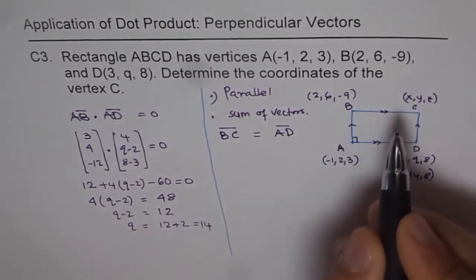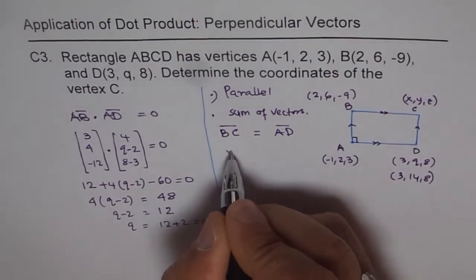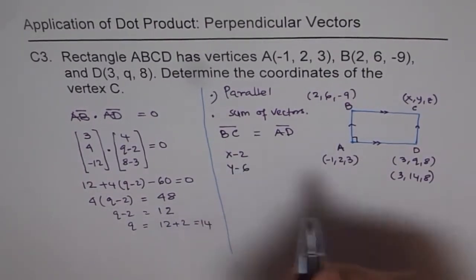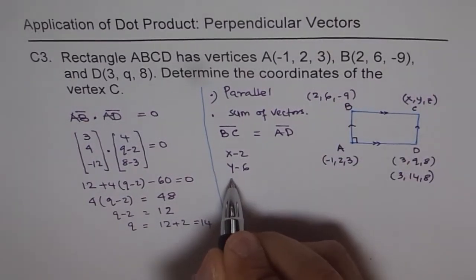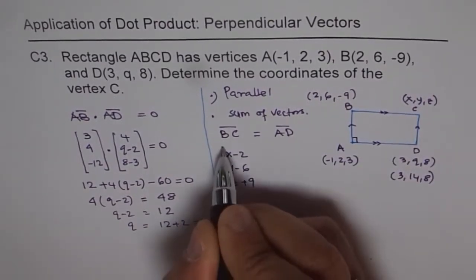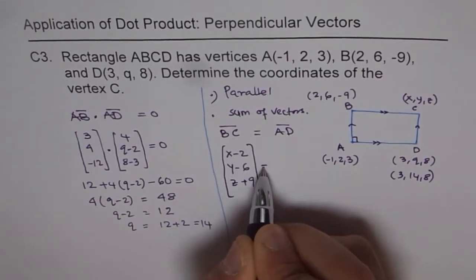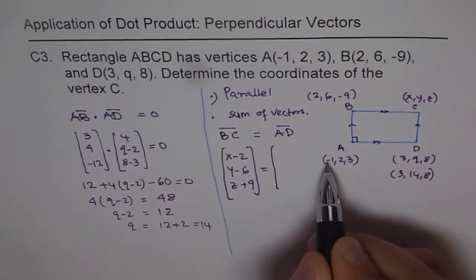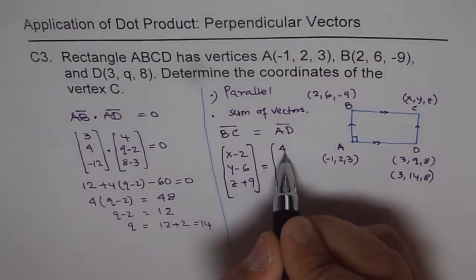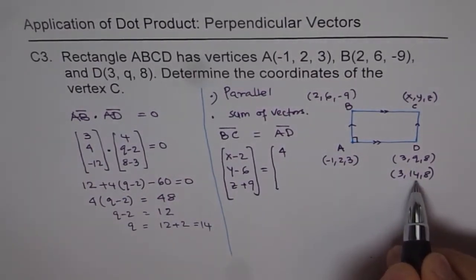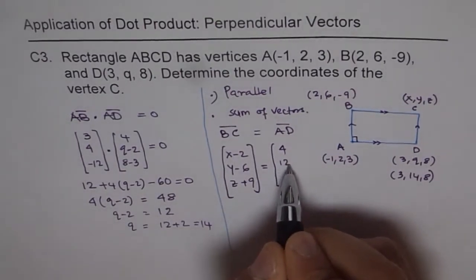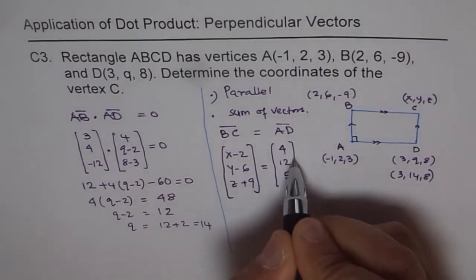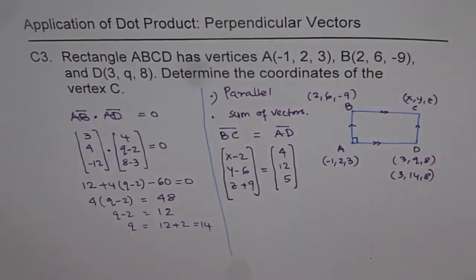So what is BC? BC is x minus 2, y minus 6, z minus -9, that is z plus 9. This is BC. And what is AD? A to D is 3 minus -1, which is 4. Q is 14 now, 14 minus 2, which is 12. And 8 minus 3, which is 5. So that gives us three different equations.